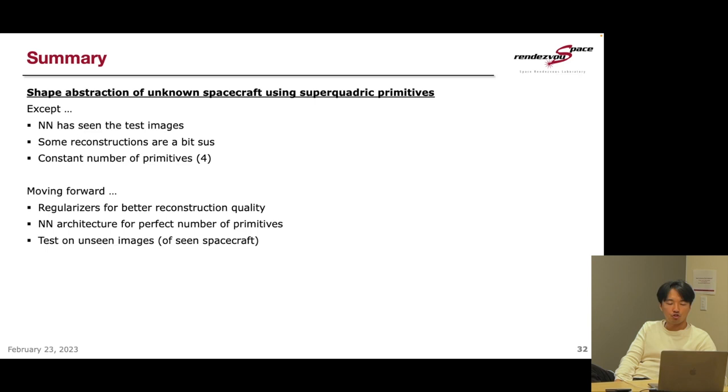For example, you can try to predict the normal vector of the superquadric as well, and try to align that normal with the normal vector of the mesh as well. So that is some other information that can be included in our training loss.